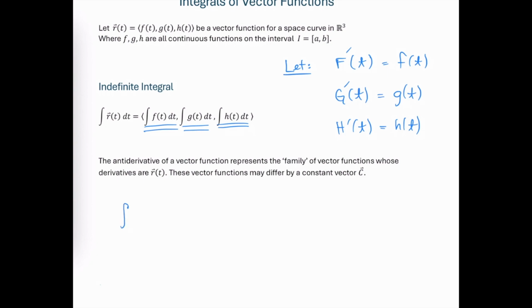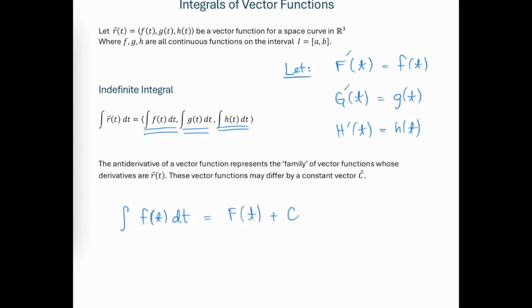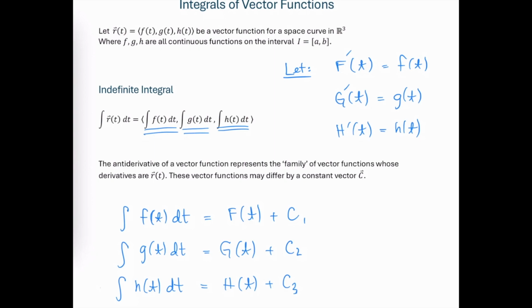Now, if we were to take the antiderivative of the parametric equation f of t, we would get capital F. And when we're looking at an indefinite integral, of course, we would add on the possibility that a constant value could be part of that function. Since we'll be doing that a couple times, let's call this C1. And the antiderivative of g of t is capital G of t, having the potential for another constant. Let's call this C2. And the antiderivative of our h parametric equation would be capital H, again holding space for the possibility of another constant, C3.